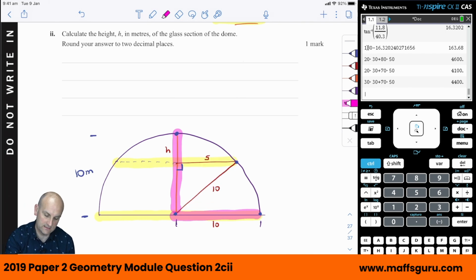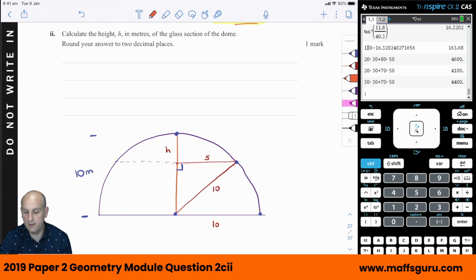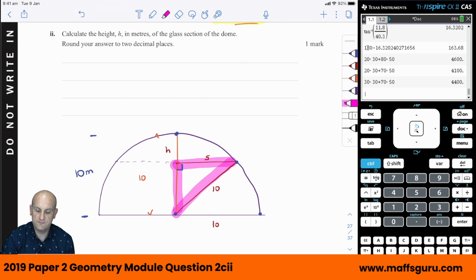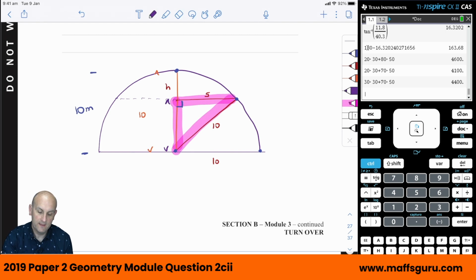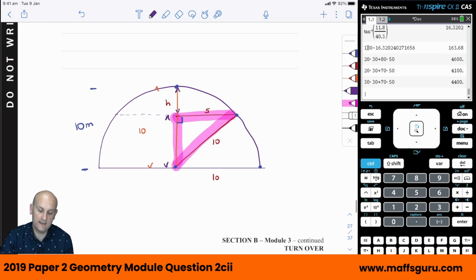Now, how does that help me? Let's get rid of all these colored lines for the moment. What we now know is that this height here is 10. And using Pythag, I have a right angle triangle, which means I can find this height here. I can find the bit of the dome that isn't glass, that height there, which when I take that away from 10, you see where I'm going with this? I'll be able to find my height here.